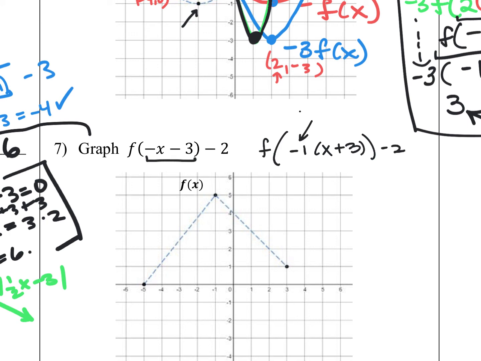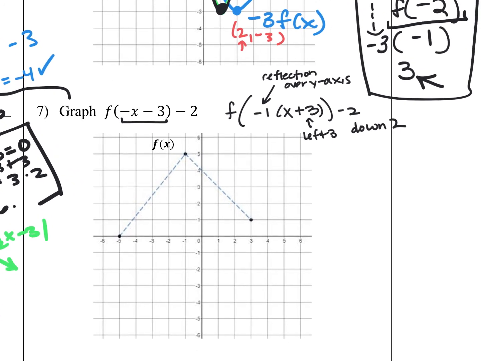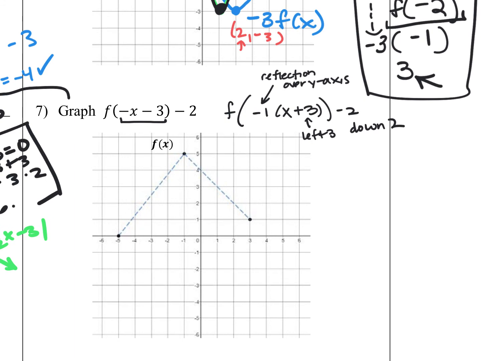So this is actually a reflection over the y-axis. That's because it's inside the function. And so we could see this is moving left 3 and down 2. So let's do that in a couple baby steps here. First thing, if I do the reflection first, because it's kind of outside of this function, but pretty close to x, that means all my points are going to reflect over the x-axis.